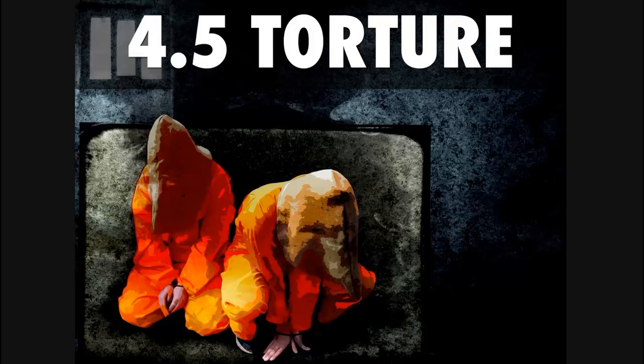Torture is defined in Article 1 of the Convention Against Torture as any act by which severe pain or suffering, whether physical or mental, is intentionally inflicted on a person for such purposes as obtaining from him or a third person information or a confession, punishing him for an act he or a third person has committed or is suspected of having committed, or intimidating or coercing him or a third person, or for any reason based on discrimination of any kind, when such pain or suffering is inflicted by or at the instigation of, or with the consent or acquiescence of, a public official or other person acting in an official capacity.